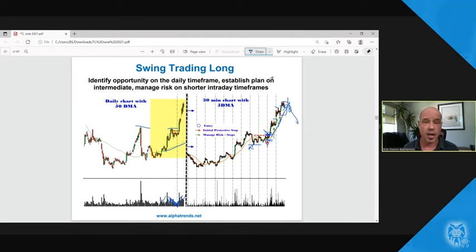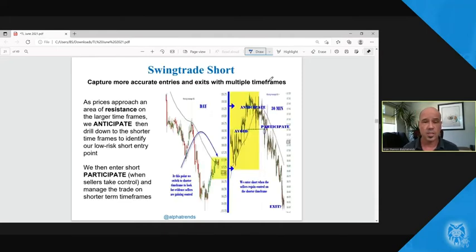The pattern of higher highs and higher lows is no longer valid. So why would I want to hold the stock if I call myself a swing trader? It doesn't make any sense. On the downside, it's just the opposite.